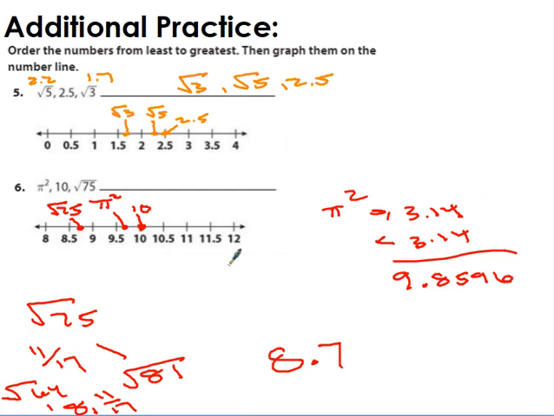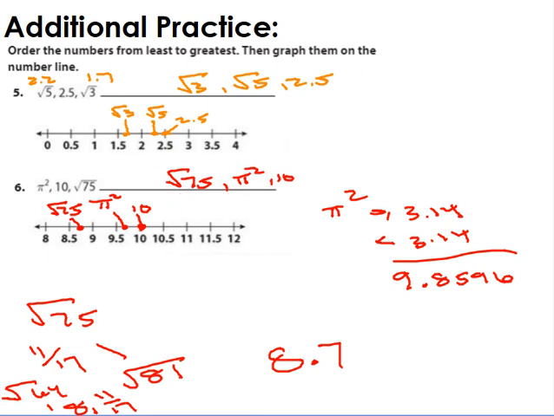And I'm able to now order these numbers from least to greatest. The least is square root of 75. The second number is pi squared. And then 10 is the largest number. Now, if these were negatives, if I made all of these negative, then the order would be switched. The least would then be negative 10. The second least would then be negative pi squared. And then the third least would be negative square root of 75.